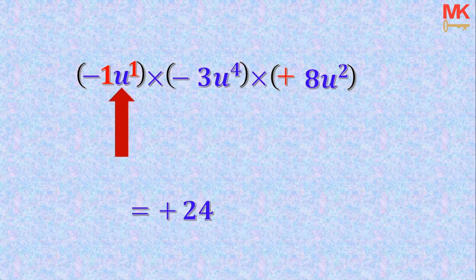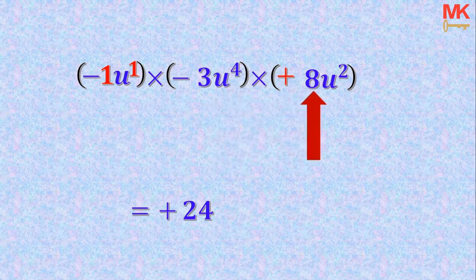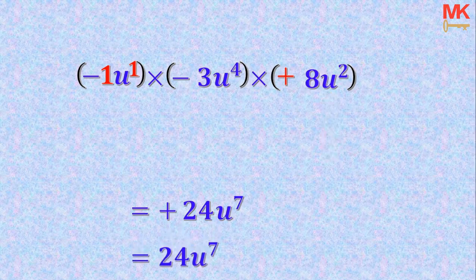Okay, u raised to the power of 1 multiplies u raised to the power of 4, and that's exactly u raised to the power of 5. And u raised to the power of 5 multiplies u raised to the power of 2. And that gives us exactly u raised to the power of 7. All right. And everything becomes 24u raised to the power of 7 without the positive operation. Remember, we can write everything without the operation.